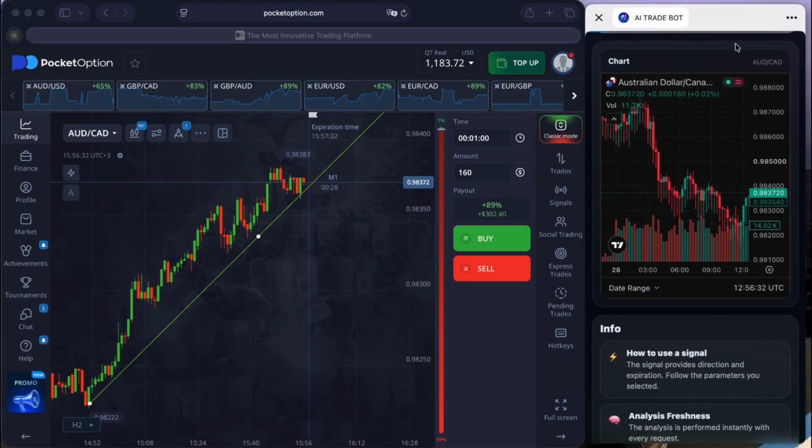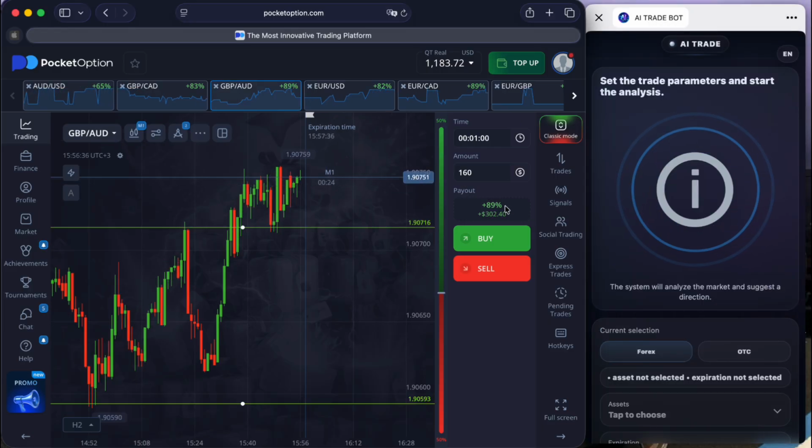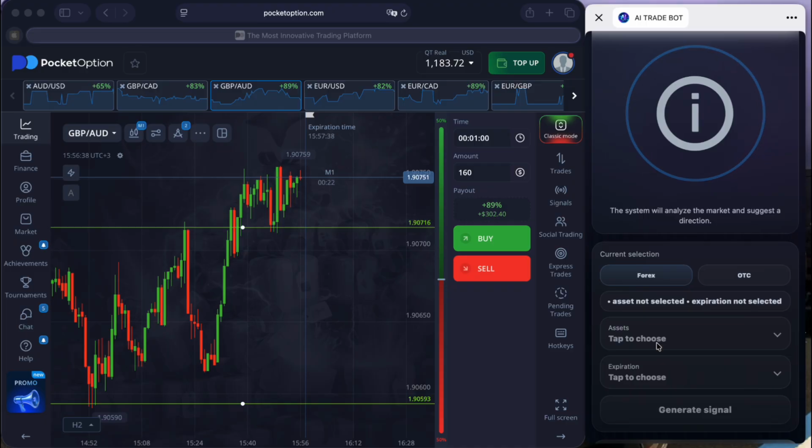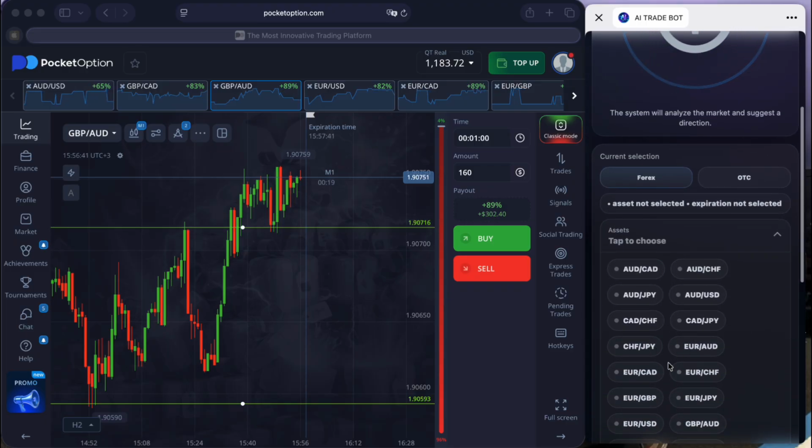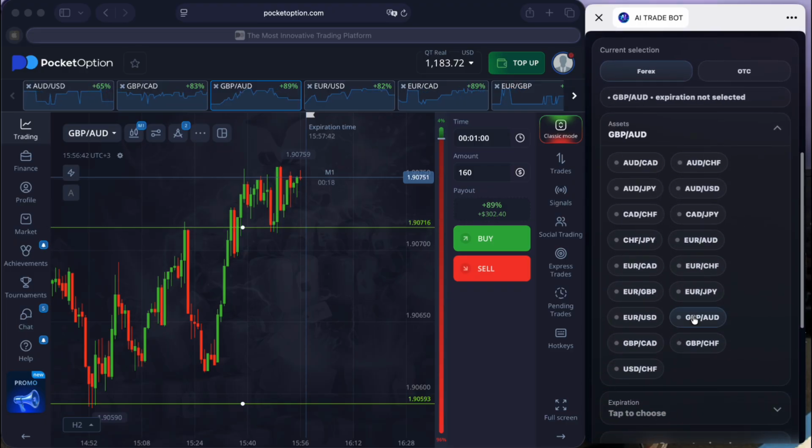I switch to the British pound, the Australian dollar. Previously, we also conducted our own small technical analysis here. Let's redo our entry point here. Request a signal from this bot.